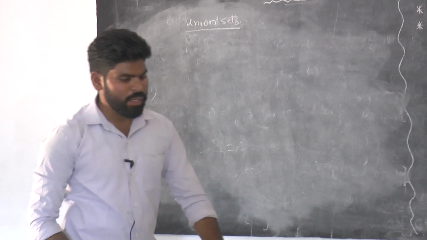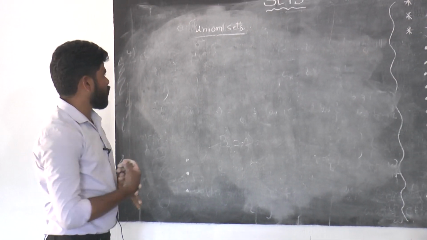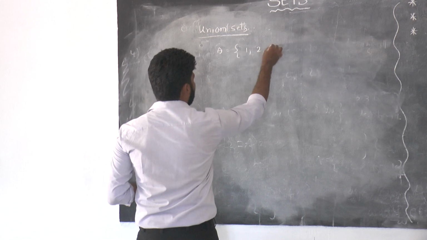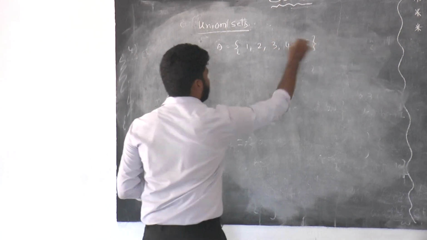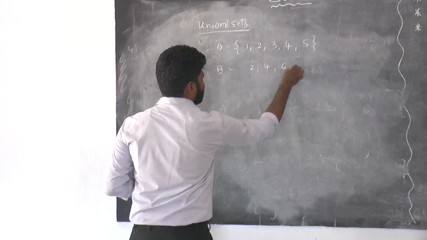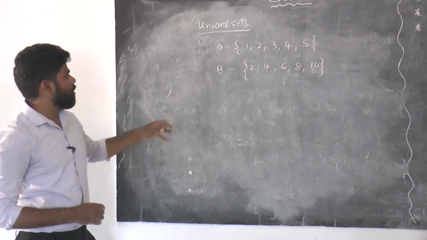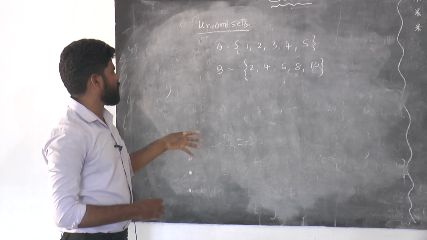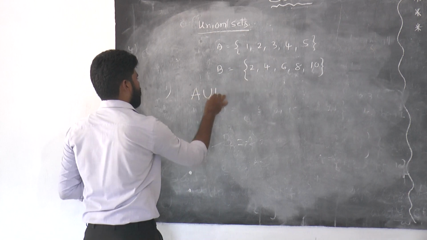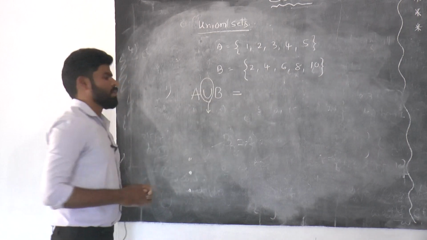Union of sets means the combination of elements of the given sets. For example, A is equal to {1, 2, 3, 4, 5}. B is equal to {2, 4, 6, 8}. What are we discussing? Union of sets means the combination of elements of the given two sets. A union B. This is the symbol for union.